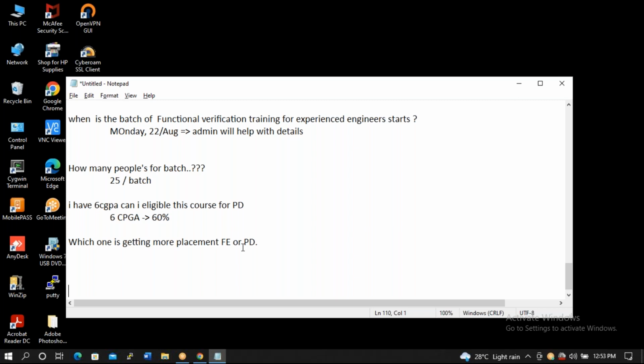Because I have seen more companies coming for front end. Do I mean that there are no opportunities for PD? I just said it percentage-wise. If I get 10 opportunities in PD, I'm able to see 20 to 30% more opportunities in front end. Next, and we are mostly done.